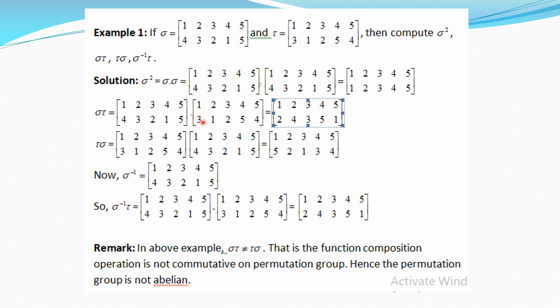So here it is 2. Then 2 goes to 1, 1 goes to 4. So second element is 4. So in this way we can find tau sigma also.